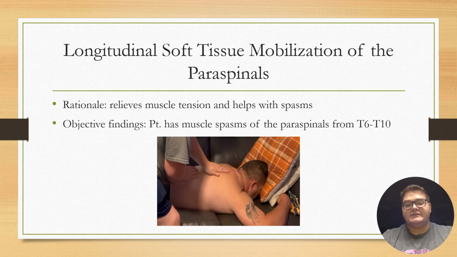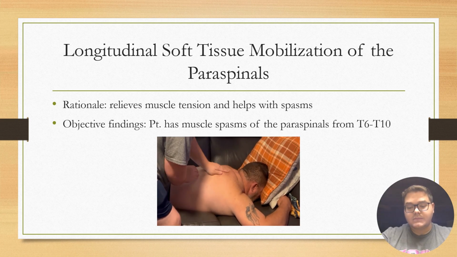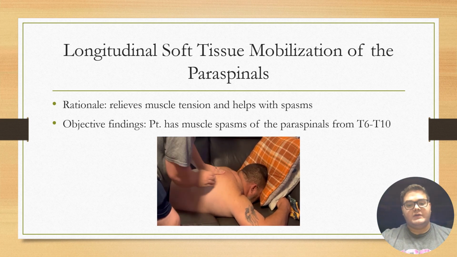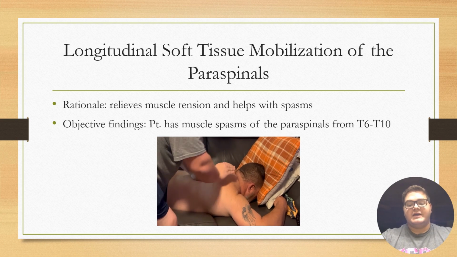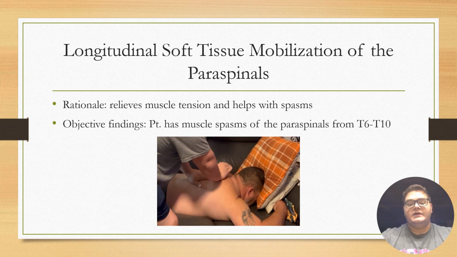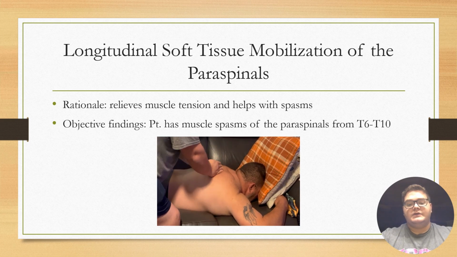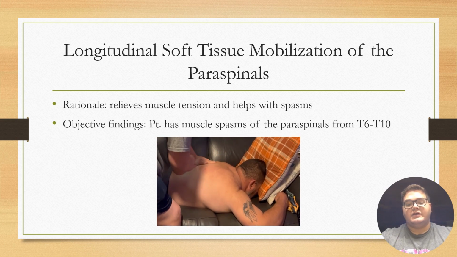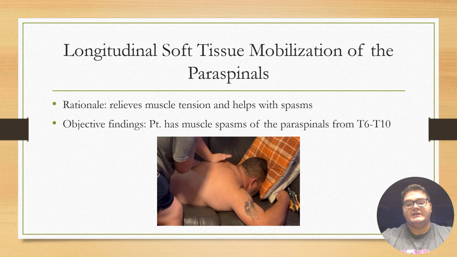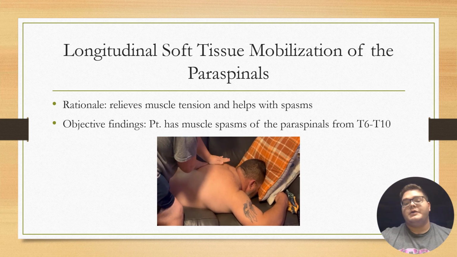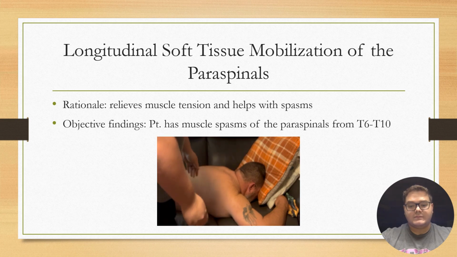I did this on my dad. So I'm just working along those fibers. It's mainly the ones from T6 to T10, so I didn't have to go all the way down to the sacral region or all the way up to the cervical region. Just trying to stay in those areas on both sides to help relieve some of that tension on the muscle.